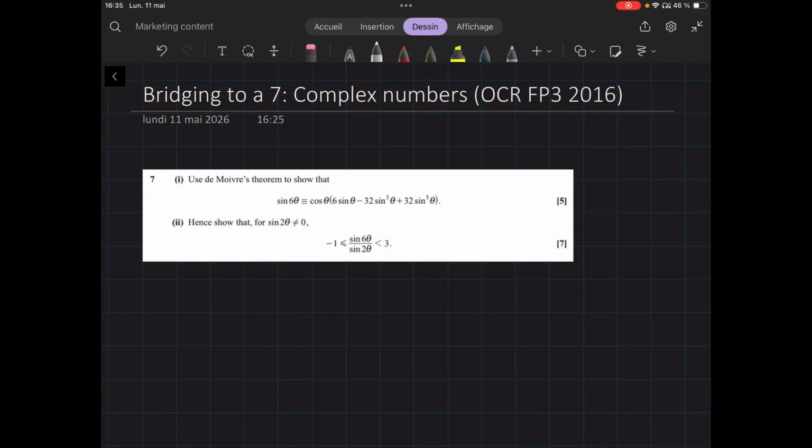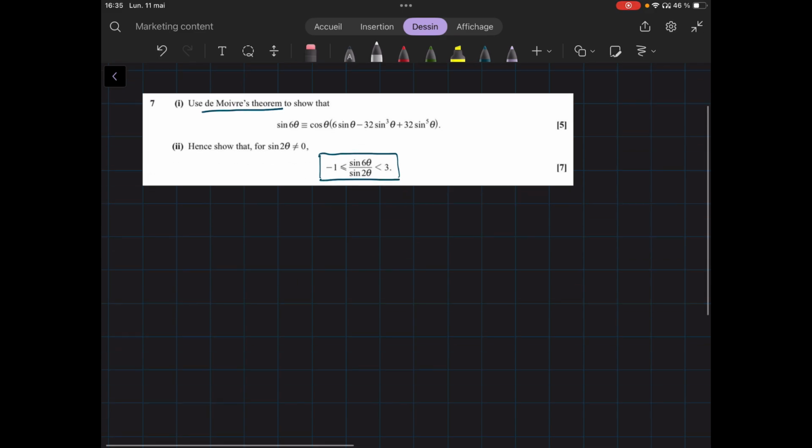Hiya! On today's episode of Preaching to a Seven, we'll have a look at a classic identity for complex numbers, as well as an intriguing inequality to prove. Let's kick us off with part one. This is a routine question, so you shouldn't be spending too much time on it.